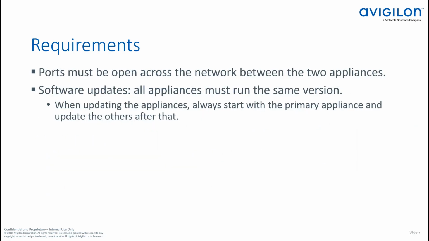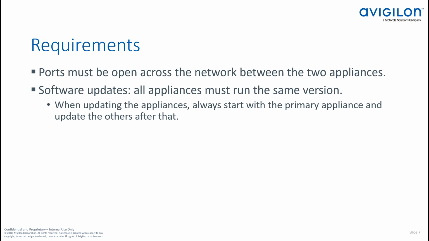Ports must be open across the network so the multiple appliances can communicate with each other, especially if you have a WAN situation where you're going across maybe the internet. You want to make sure that you have the right ports open in your router, so you need to work with the IT personnel to ensure those ports are open so ACM can properly talk to those appliances.